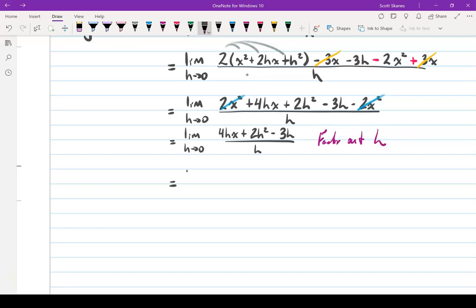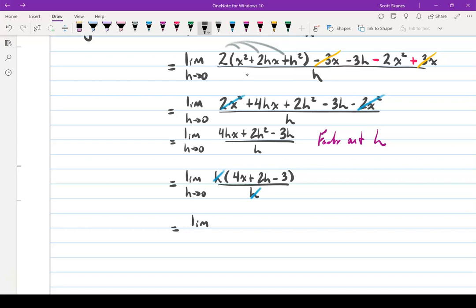So let's do that. The limit as h approaches 0, I can factor out a common h on top. It leaves me with 4x plus 2h minus 3 all over h, and then those are finally going to cancel off. My denominator will no longer give me a 0. That was the whole problem. If the denominator was 0, it would have given me a limit issue. It would have been undefined.